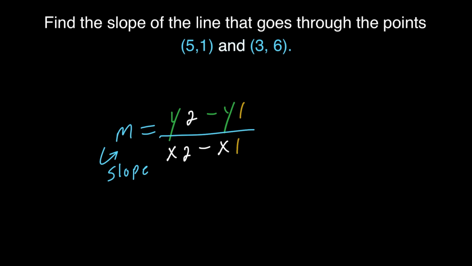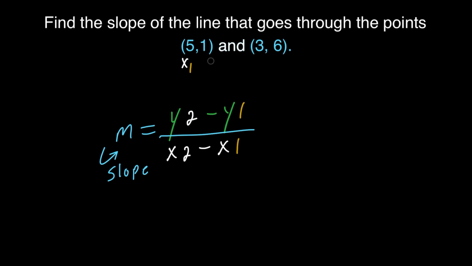So now that we have this simple formula in mind, we need to input our values for x2 and x1 and y2 and y1. So let's take a look at the ordered pairs. The first number is always the x value, and the second number is always the y value. So this would be x right over here, and since it's the first x that comes up, this is going to be x1.